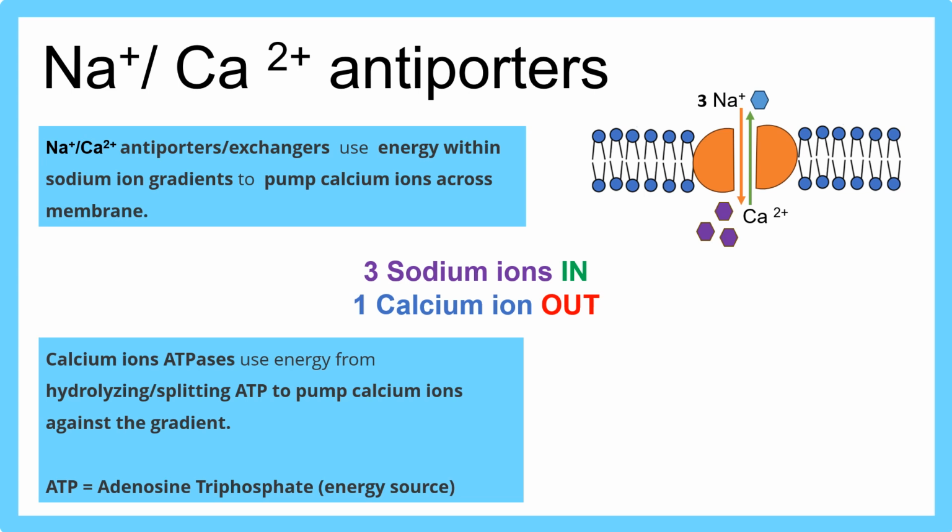Now you have these enzymes called ATPases, and what they do is they use energy by splitting or hydrolyzing ATP in order to pump calcium ions against the gradients. So earlier on we discussed what diffusion is. Diffusion doesn't require energy because it's down a concentration gradient, so it's from a high concentration to a low concentration. But when you're going against the concentration gradient, you need energy to do that. So a gentle reminder that ATP is an abbreviation of adenosine triphosphate, which is a type of energy source.